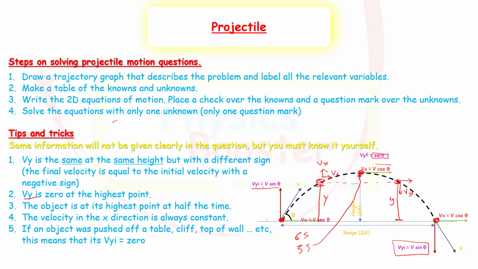Now, we mentioned this one before. Point 4, the velocity in the x direction is always constant. It doesn't change. Nobody needs to tell me that.